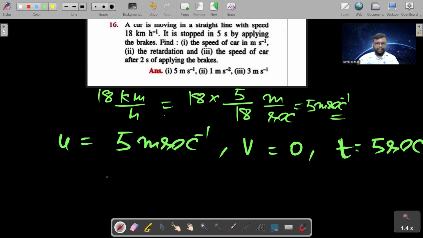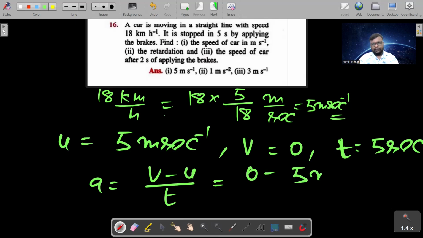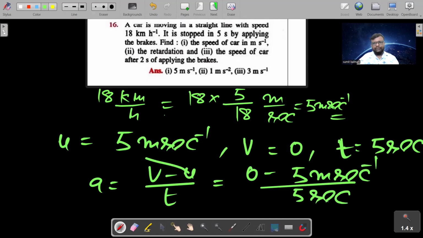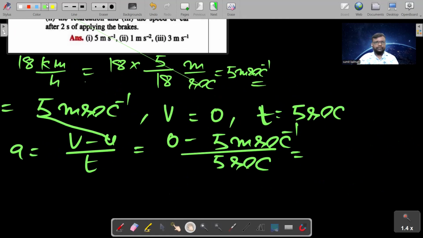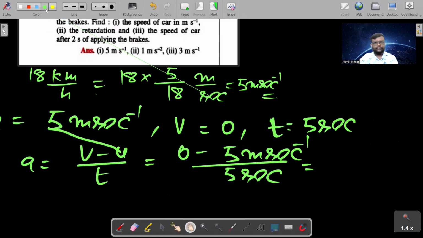So students, you have to calculate acceleration. A is equal to V minus U upon T. So see, V is 0, minus 5 meter per second, and time is also 5 seconds. So your retardation will be minus 1 meter per second square. Is that clear?